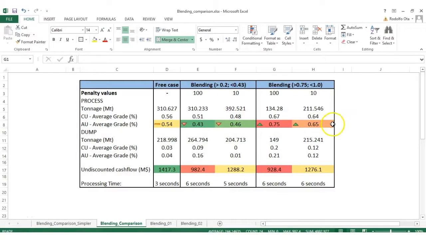So that's it. I hope that you enjoyed watching and see that blending is now something doable with SimSched, although it's still a prototype. SimSched is evolving to incorporate more tools in order to increase the fidelity of its solutions, making mine planning more intuitive and closer to the operational reality of the project.